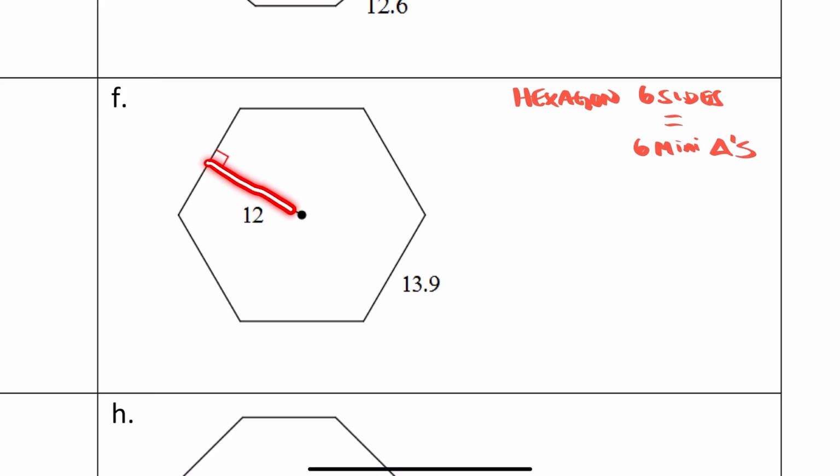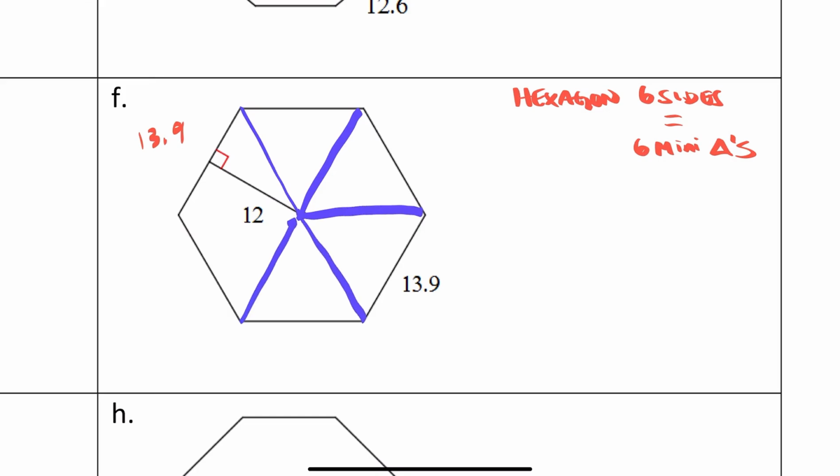I have my apothem, that is 12, aka that mini triangle height, and I have a base of 13.9. That's 13.9 all around, so I'm just going to go ahead and write it here. It's more convenient that way. The next step is I'm going to draw my mini triangles by connecting the center to the vertices one more time. All right, so let's go ahead and find this area, and then we're going to multiply it by 6 mini triangles.